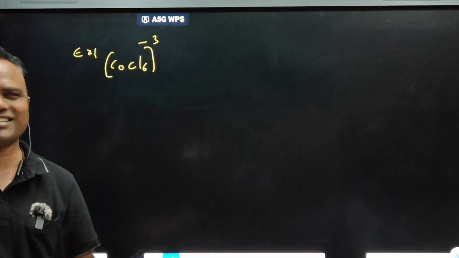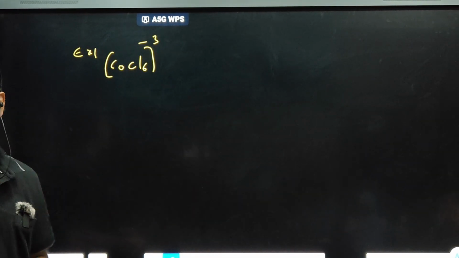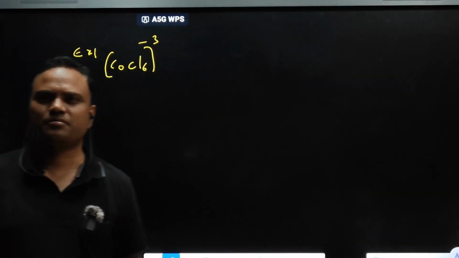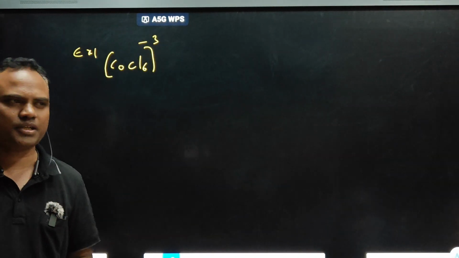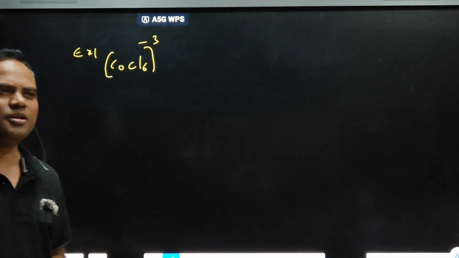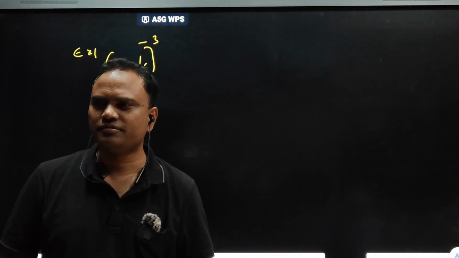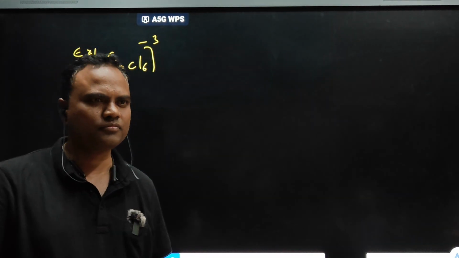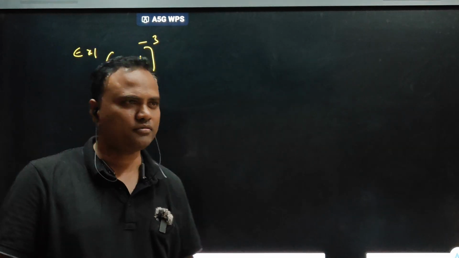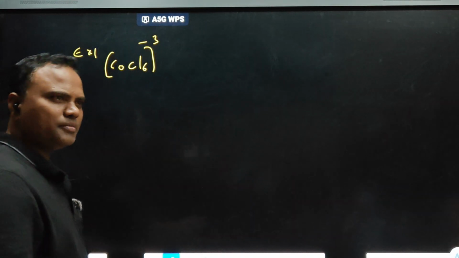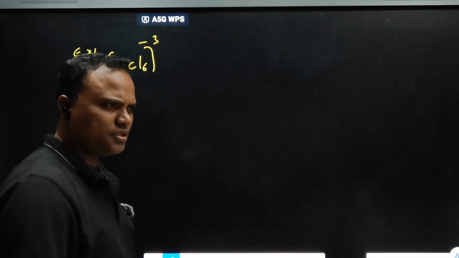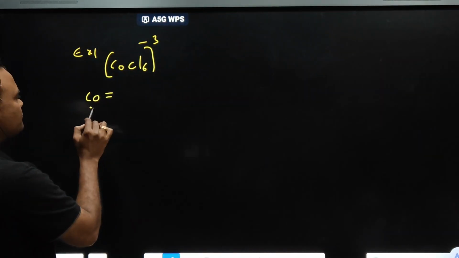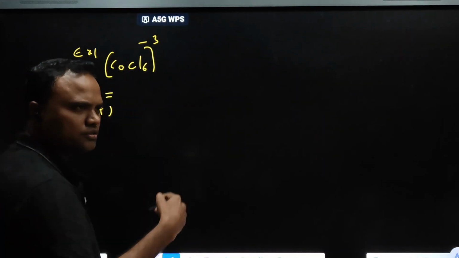Here cobalt oxidation state, Aisha. Oxidation state. Yes, +3. Atomic number of cobalt? 27. Cobalt atomic number is 27. Oxidation state is +3.